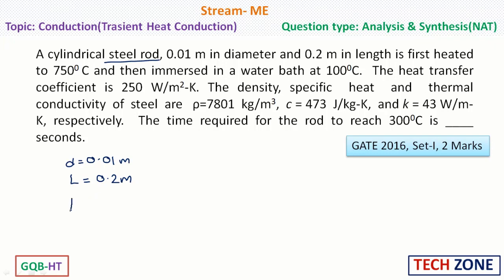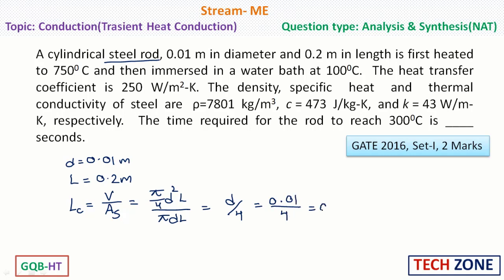Now we need to calculate the characteristic length LC, which is volume by surface area. Volume of the cylinder is pi by 4 d square L and surface area is pi d L. So from this we will get the characteristic length LC as d by 4, which is 0.01 by 4, that is 0.0025 meters. This is what we have got as the characteristic length.